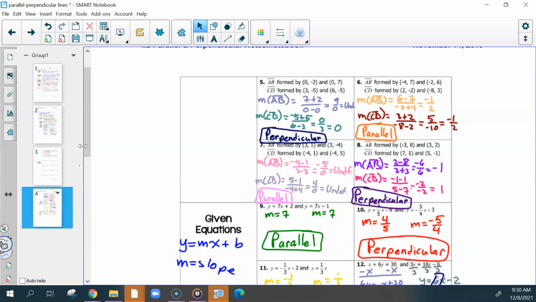Number 7 was parallel. They should have both been undefined slopes. I think that was the one I wanted to go over, but those aren't. 8 was perpendicular. You should have had a slope of negative 1 and 1.